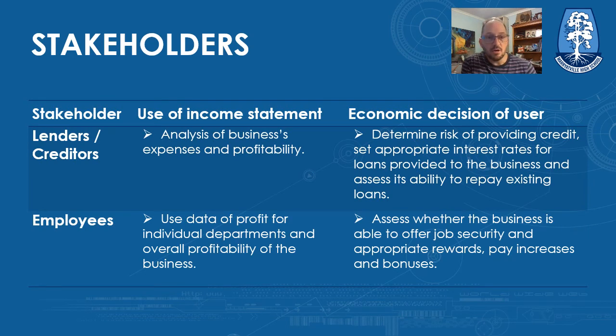Further stakeholders are lenders and creditors. They would want to analyse the business's expenses and profitability. They would look at their gross profit margins and to determine risk of providing credit, to set appropriate interest rates for loans provided to the business, and assess its ability to repay existing loans. Remember that gross profit margin looks at its ability to cover other operating expenses, and interest on loans falls into those other operating expenses.